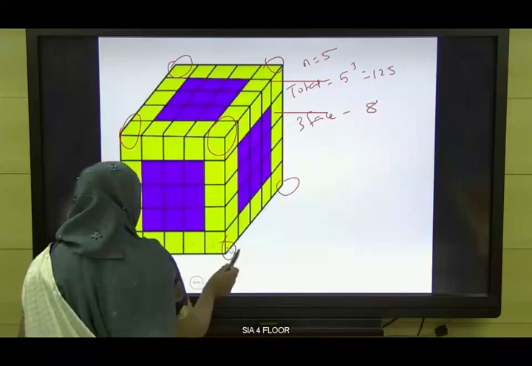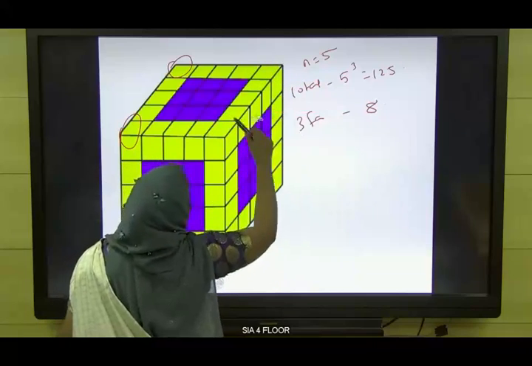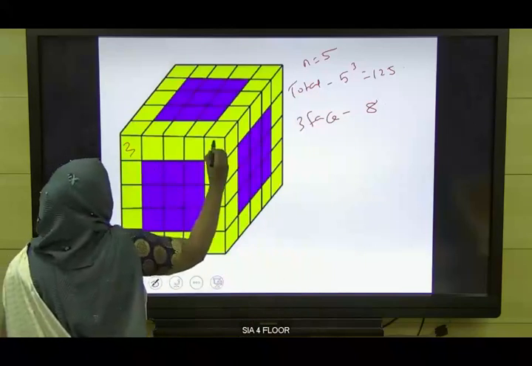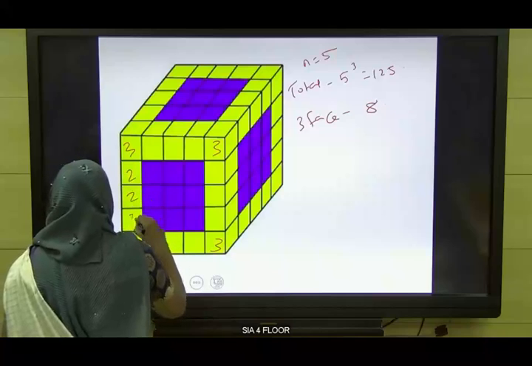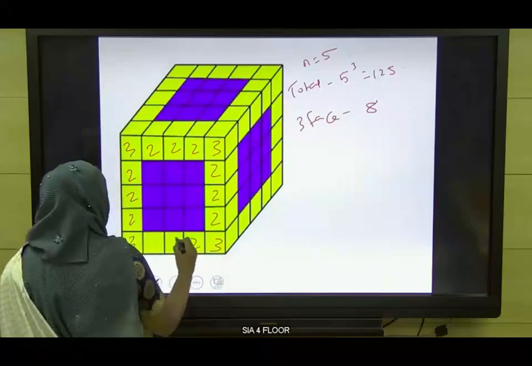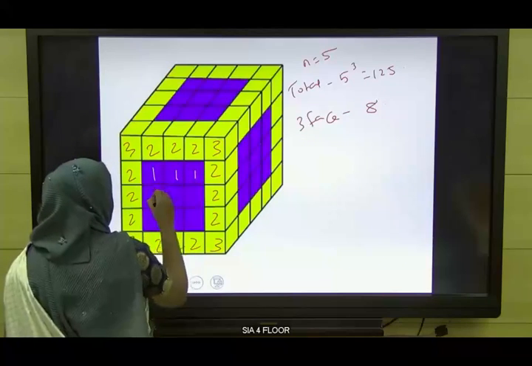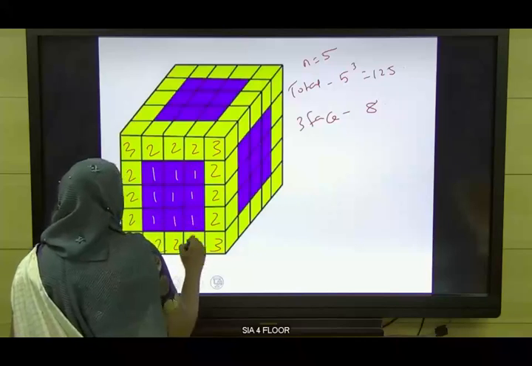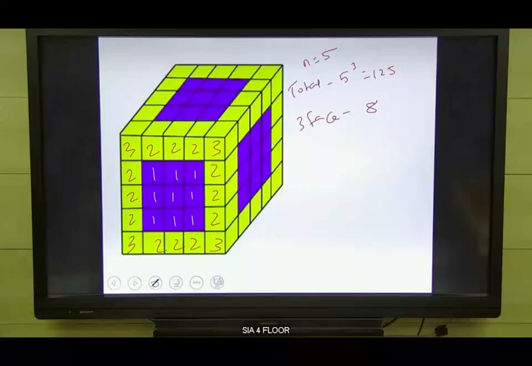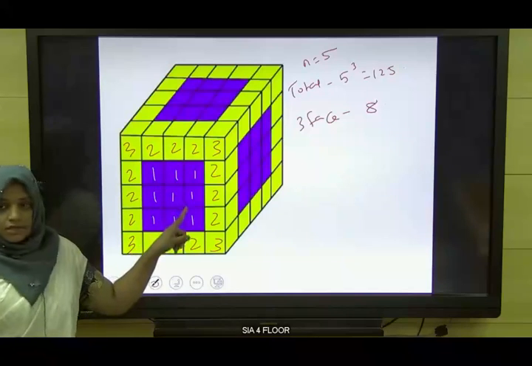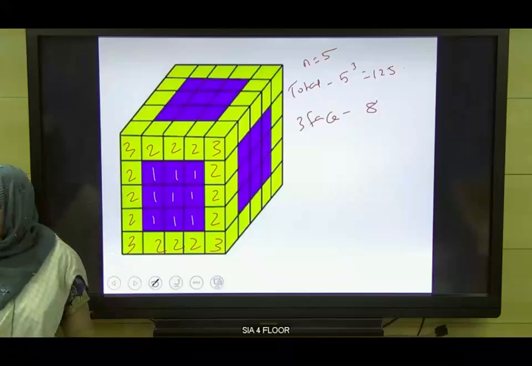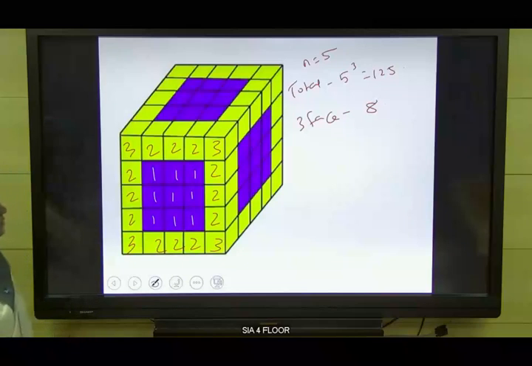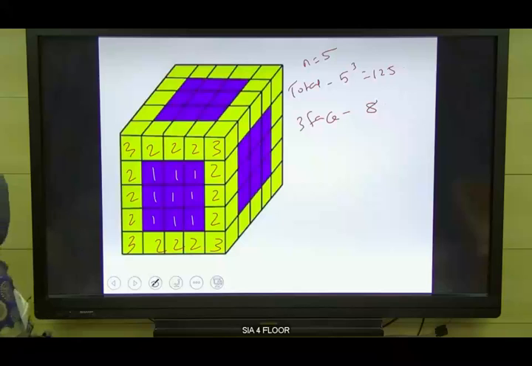So 3 face is always 8. Okay, these corners are 3, these are all 2, and these are all 1. So I want you to mention these things in your note. You have drawn the diagram now. There you mention these things. So total number of 3-face painted cubes are 8.